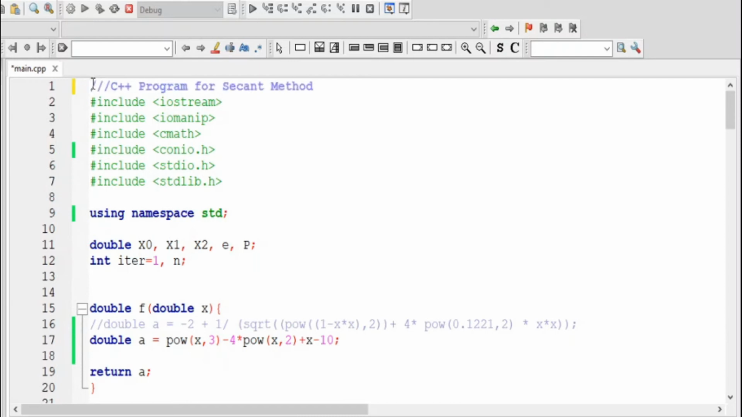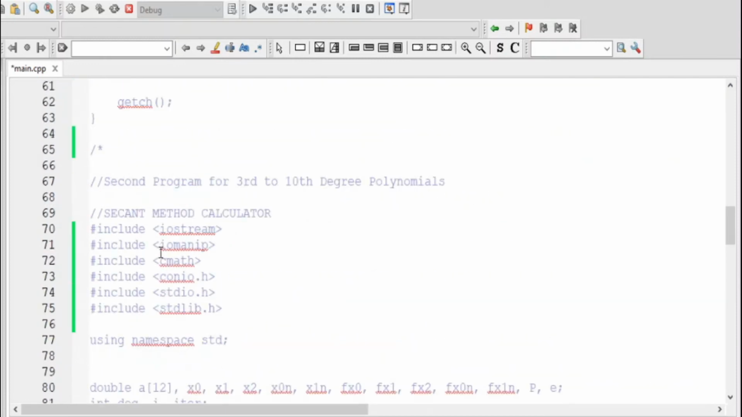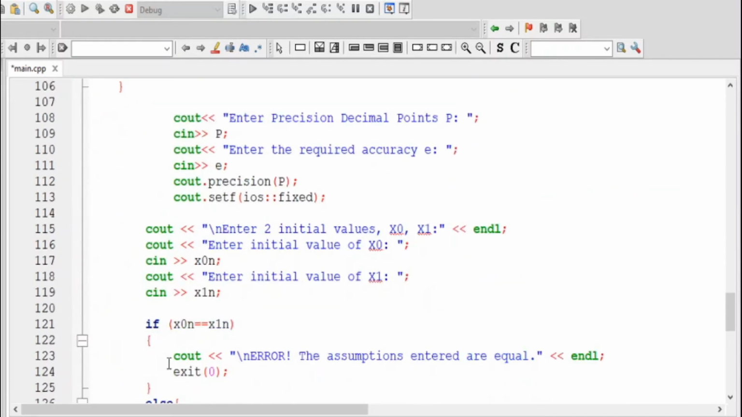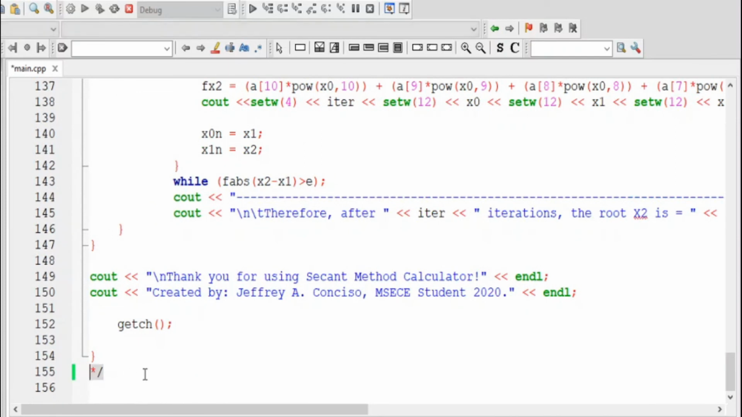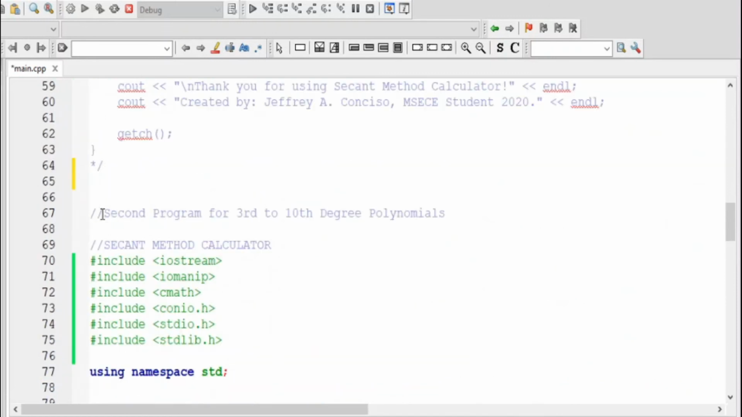Let's hide this first program by pressing slash and asterisk, and we will close it at line 64 with asterisk and slash. We will remove the slash and asterisk for the second program, and we will also remove this part. Okay, this is the second program for 3rd to 10th degree polynomials. Second method, this is the description.